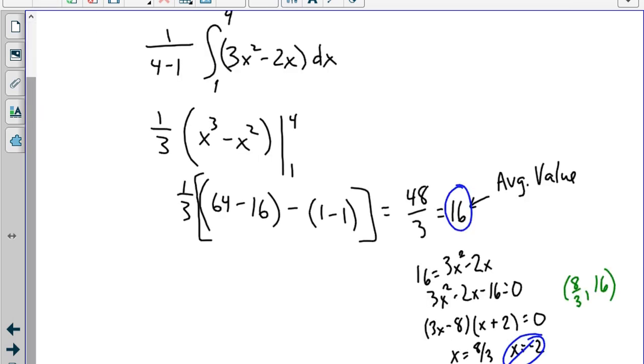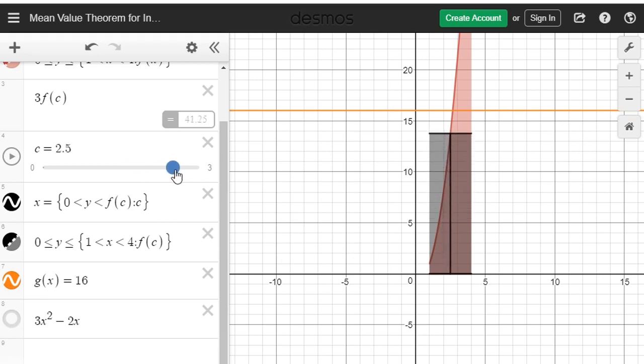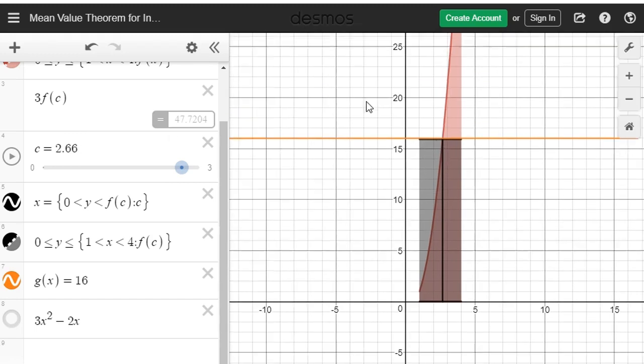Finally, I want to find where the average value occurs, and that occurs at 8/3 because I take 3x squared minus 2x and set it equal to the y value that is this average. I'm going to cut that down to just being from 1 to 4. And what I want to do then is find some rectangle that has the exact same area under it as what would happen if I go from 1 to 4.